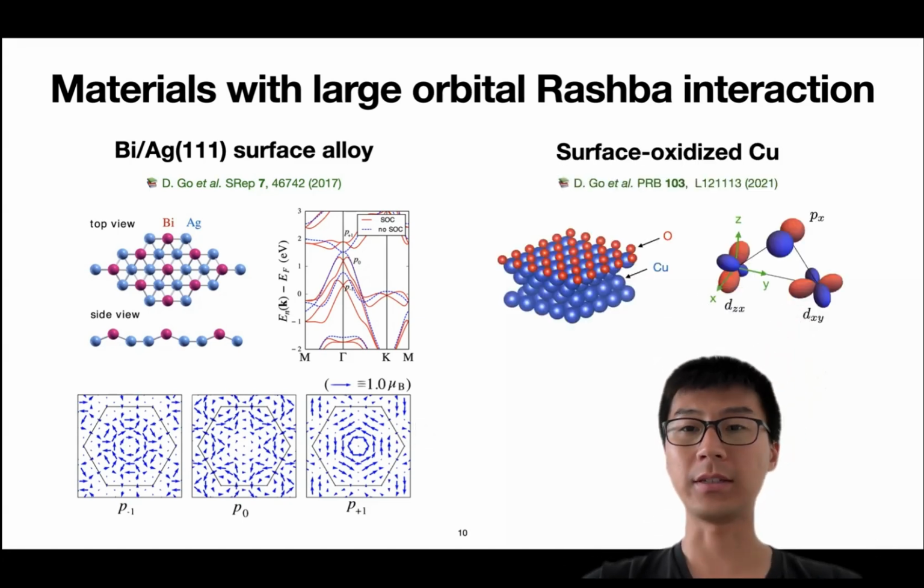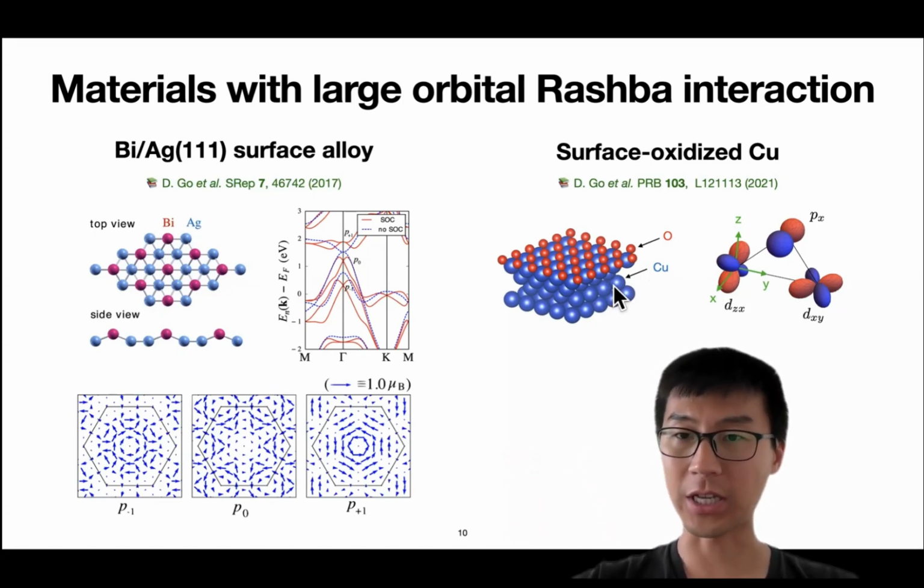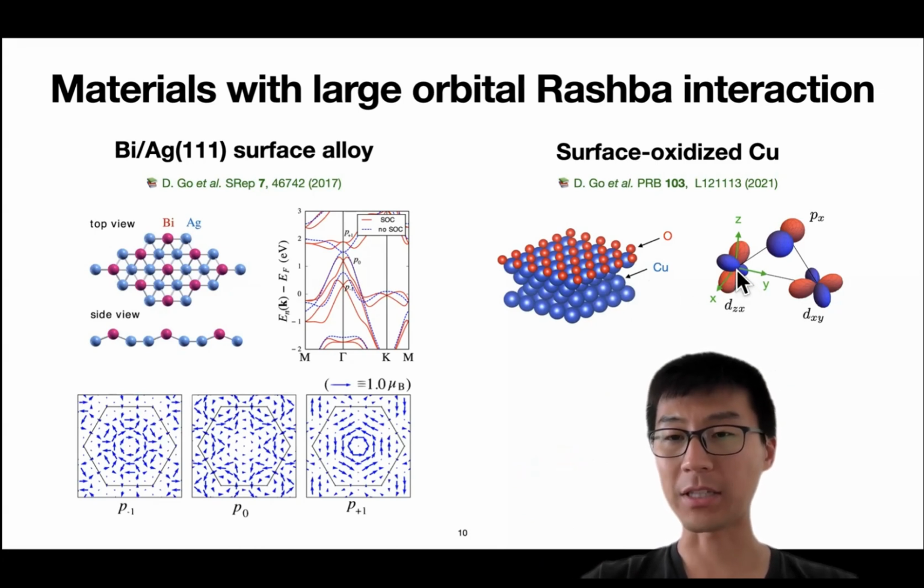Another important example, which I think is more important from recent experiments, is that when a copper film is oxidized from the surface, this oxygen can have a significant influence on breaking the inversion symmetry. And the inversion symmetry breaking in this case is more chemical. So it's not just a physical, I mean, potential effect. Let me explain this.